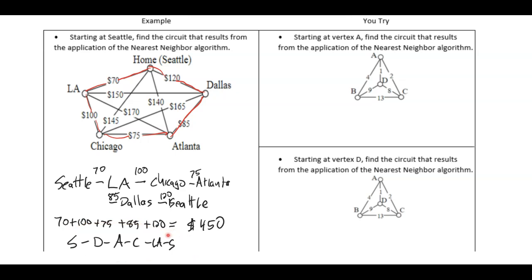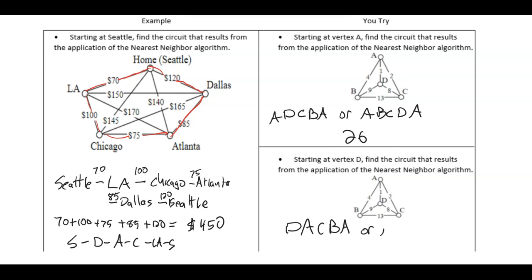Okay, go ahead and pause the video as you work on the problems on the right. So you can either have A, D, C, B, A, or in reverse, A, B, C, D, A. And the minimum cost is 26. And on the bottom one, you could have D, A, C, B, A, or A, B, C.